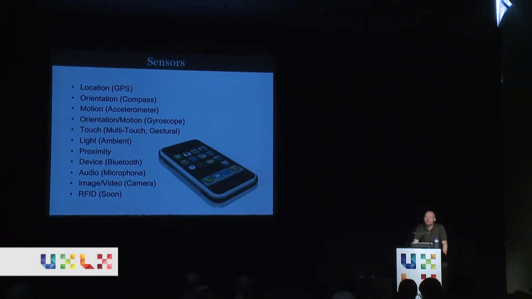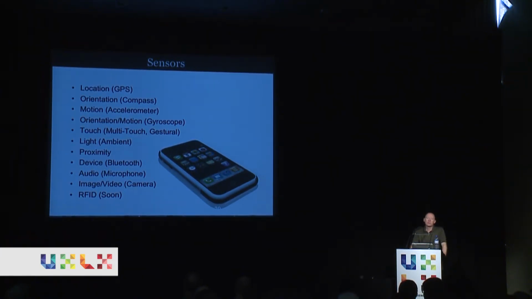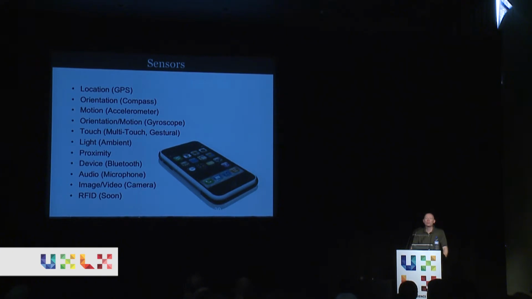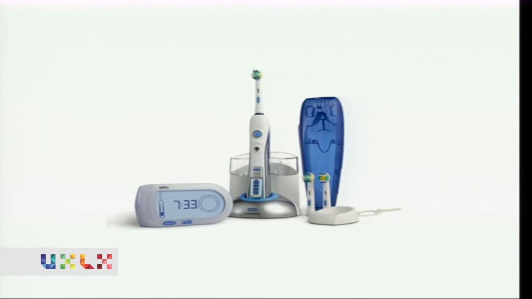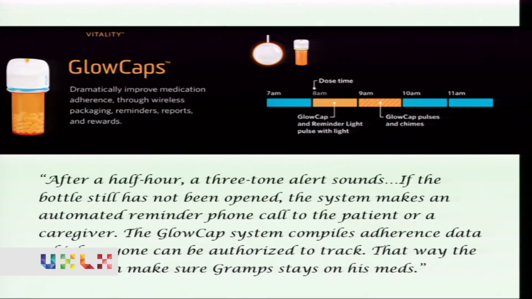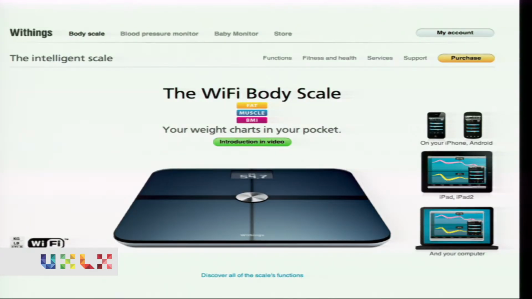And speaking of mobile devices, they're sprouting sensors like crazy. Right? We haven't even begun to figure out what to do with all of these sensors. And it's not just our mobile devices, it's our toothbrushes and our medicine bottles, which can make phone calls now to patients, to doctors. They help Gramps to stay on his meds. And it's our scales, right, where we can tweet our weight automatically every time we step on the scale. This is a good example. Just because you can doesn't mean you should.